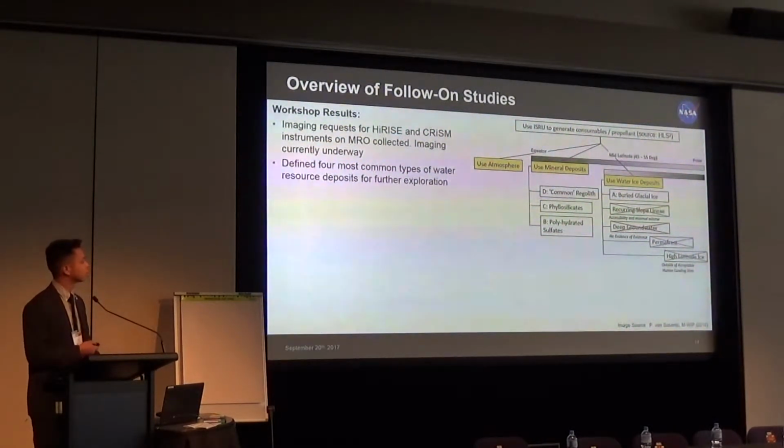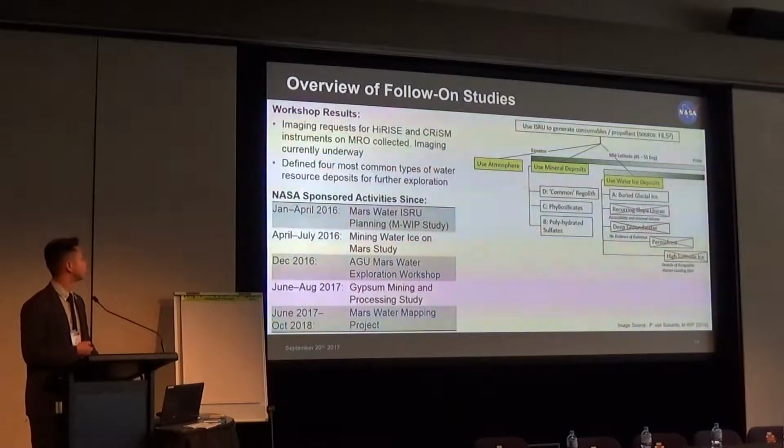So this chart kind of summarizes what those are. We thought of many, and then some were crossed out due to other engineering constraints, so latitude bands, for example, and accessibility. Essentially they can be divided into your mineral deposits and your water ice deposits. And this table summarizes the activities that we've been undertaking since then.